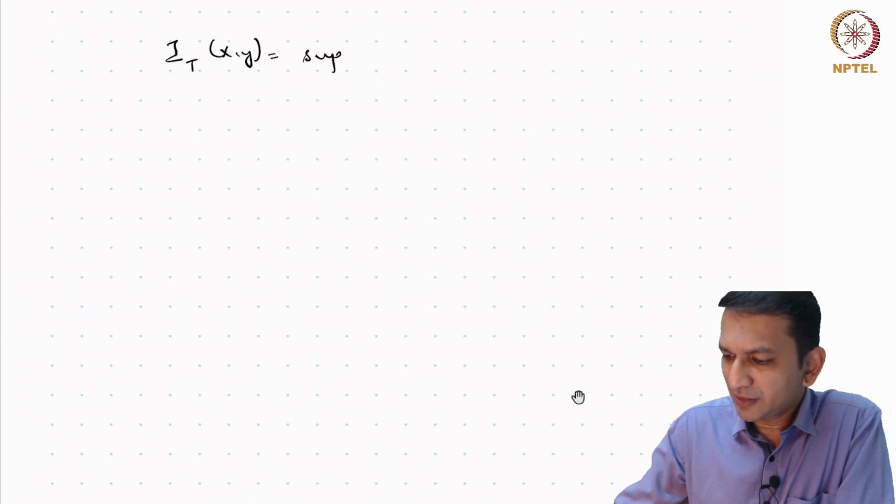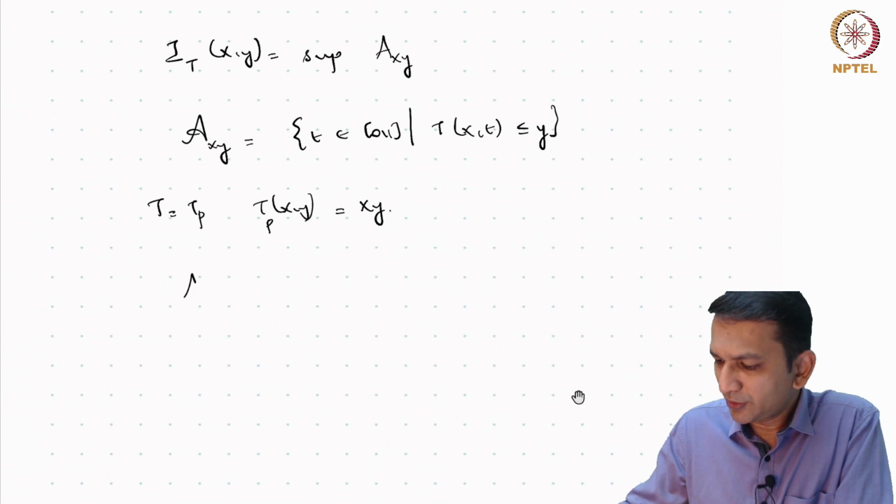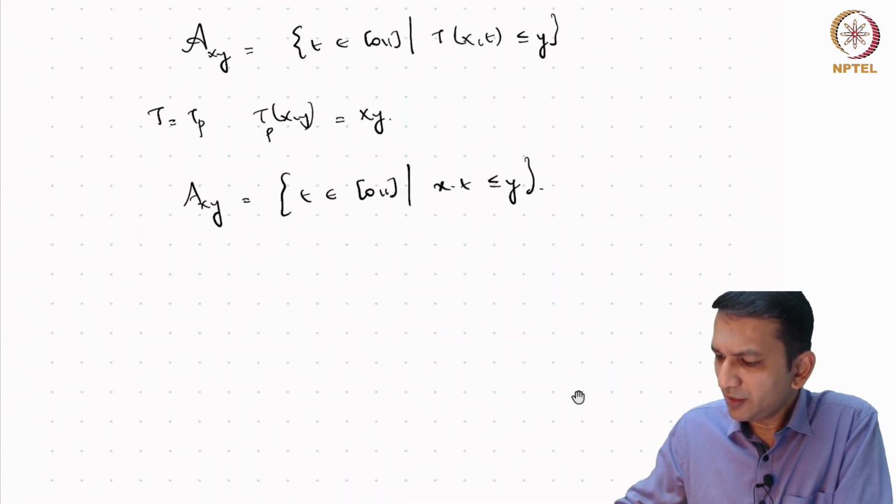Once again, let's recall. This can be written as A_xy. Note that A_xy is the set of all t in [0,1] such that T of x,t is less than or equal to y. Since in our case T is T_P, that is T of x,y is equal to T_P of x,y is equal to xy. Now for any arbitrary x,y, if you were to write A_xy, this is the set of all t element of [0,1] such that x times t is less than or equal to y.